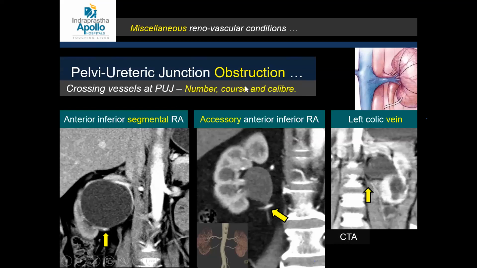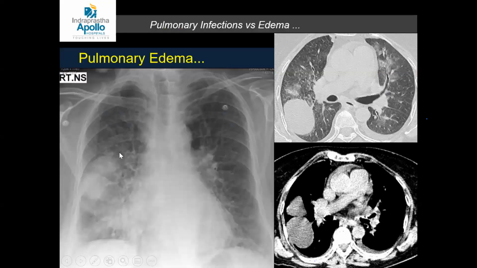In patients with pelvic junction obstruction, there can be presence of a crossing vessel which can lead to indentation over the pelvic ureteric junction.